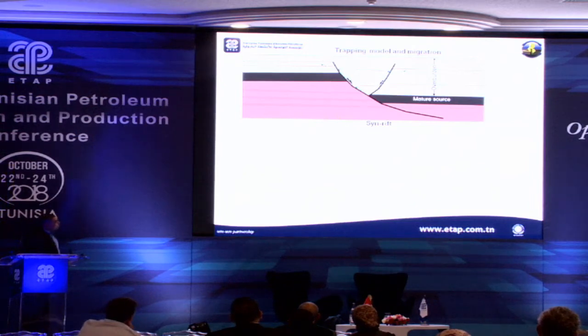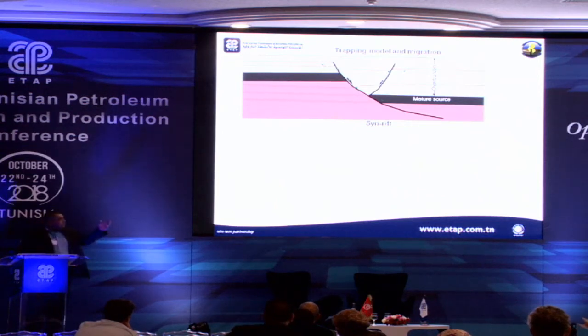Just a small model, the trapping model and migration system. I think that all the oil during rifting migrates toward up dip, toward the footwall of normal faults. And this oil, one more time, stays beneath in the footwall.